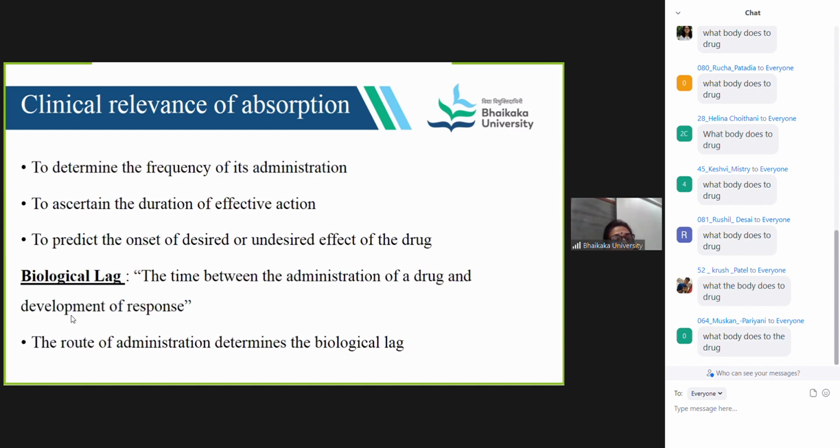There is one word usually used for absorption, that is biological lag. What does biological lag mean? It is the time between the administration of the drug and the development of response or effect. That is called the lag period, and that lag period is for the absorption. The route of administration always determines the biological lag, whether it is oral, parenteral, or topical.